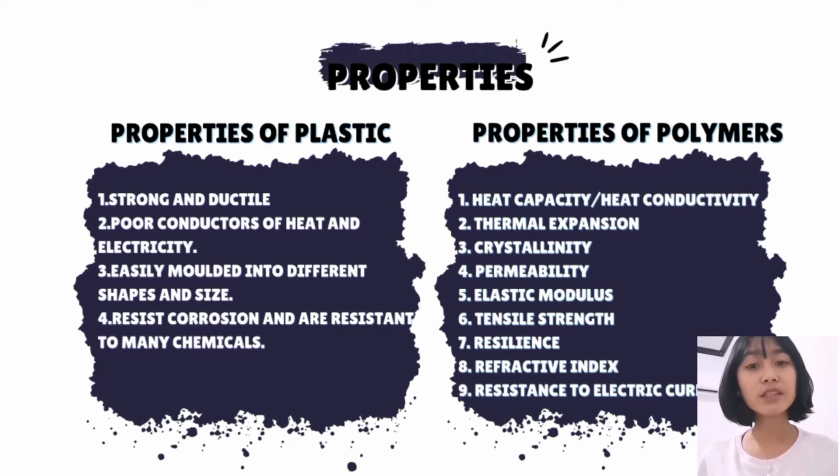The third one is easily molded into different sizes and shapes. Like the first, plastic easily melts or deforms when exposed to heat, and the consistency of plastic is flexible, so it can be made in any size. And the fourth is resists corrosion and is resistant to many chemicals. It means not all plastic deforms easily. Like high-density polyethylene, it has good chemical resistance and corrosion resistance. Like Halar, it resists chemicals such as acids and solvents.